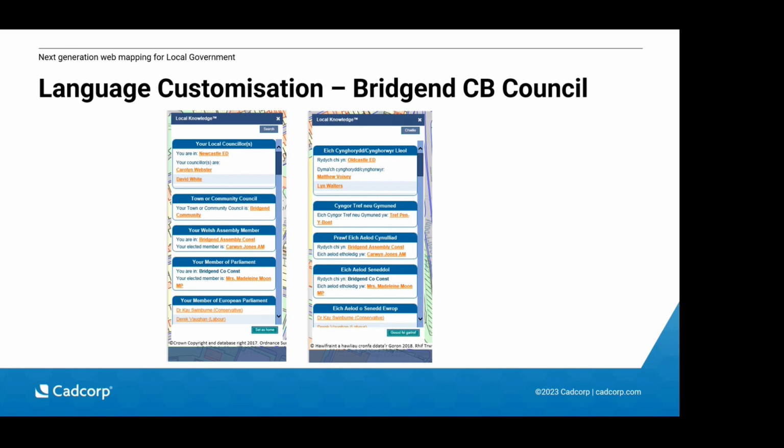And back at the beginning, I mentioned customization, and here's an example from Bridgend where we've got English and Welsh language side by side. Here you can see the local knowledge text comparison, but all text and branding can be amended across WebMap, which is really useful if you've got language requirements or even just specific terminology you would prefer to use.